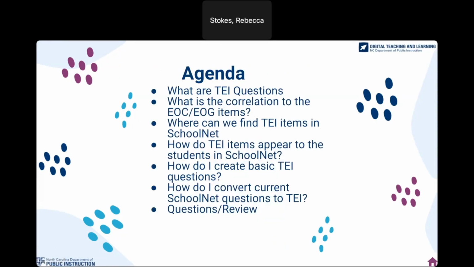Okay, so we do have a packed agenda today, but we are going to try and stay on time as much as possible. First, we'll briefly discuss what technology enhanced items are, what the correlation is from Schoolnet's items to the EOC and EOG items that you'll see, and where you can find technology enhanced items that are already available for you in Schoolnet. Then we'll talk about how you can create your own or convert your own, and I will show you examples of both of those as well. And then, of course, it says questions at the end, but please feel free to ask your questions throughout the session. You do not have to save those for the end. All right, so let's go ahead and hop on in.